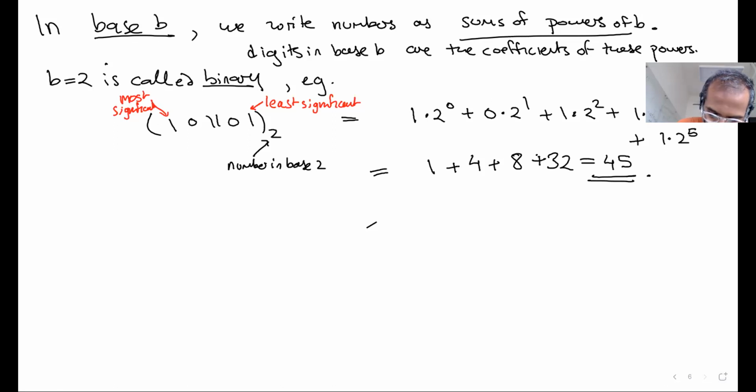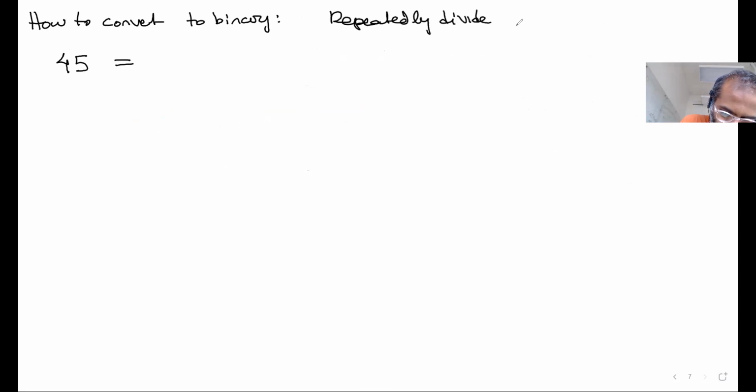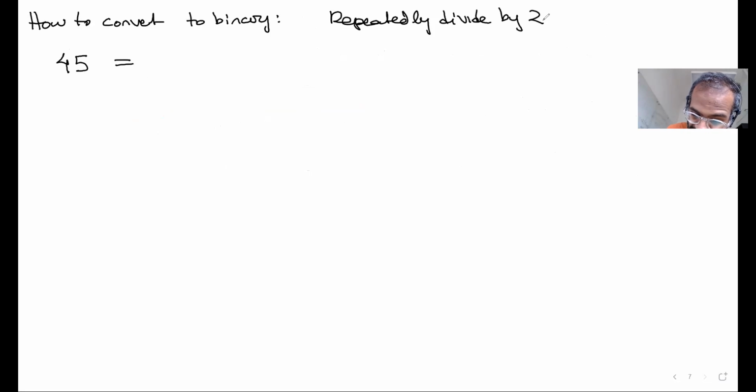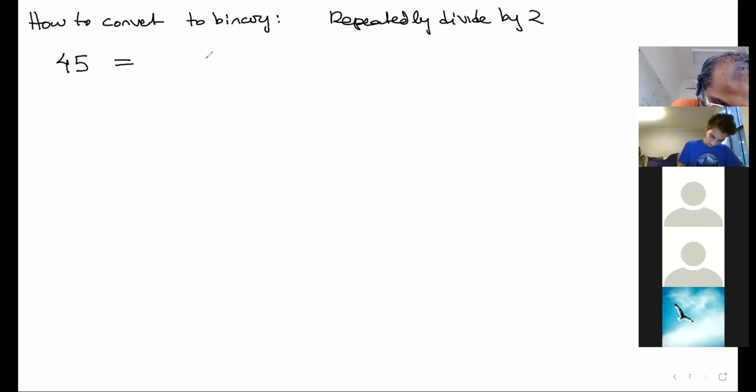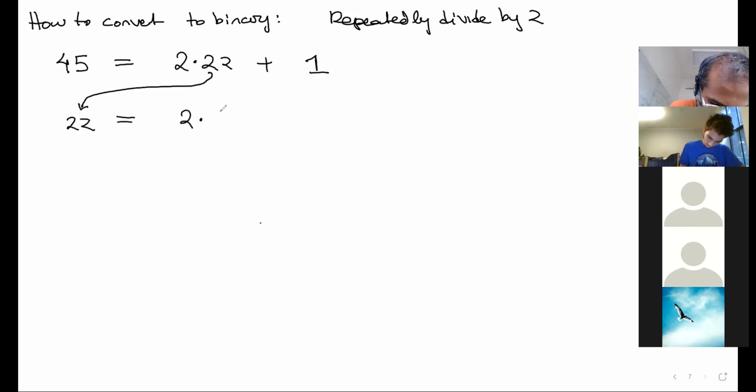The algorithm is going to involve the division algorithm that we learned. So how to convert to binary? Let's look at the number 45. The idea is to repeatedly divide by 2. So let's divide 45 by 2 in the sense of the division algorithm. 45 is 2 times 22 plus a remainder of 1. Now let's look at the quotient and repeat. Let's divide that by 2. That's 2 times 11 plus 0.